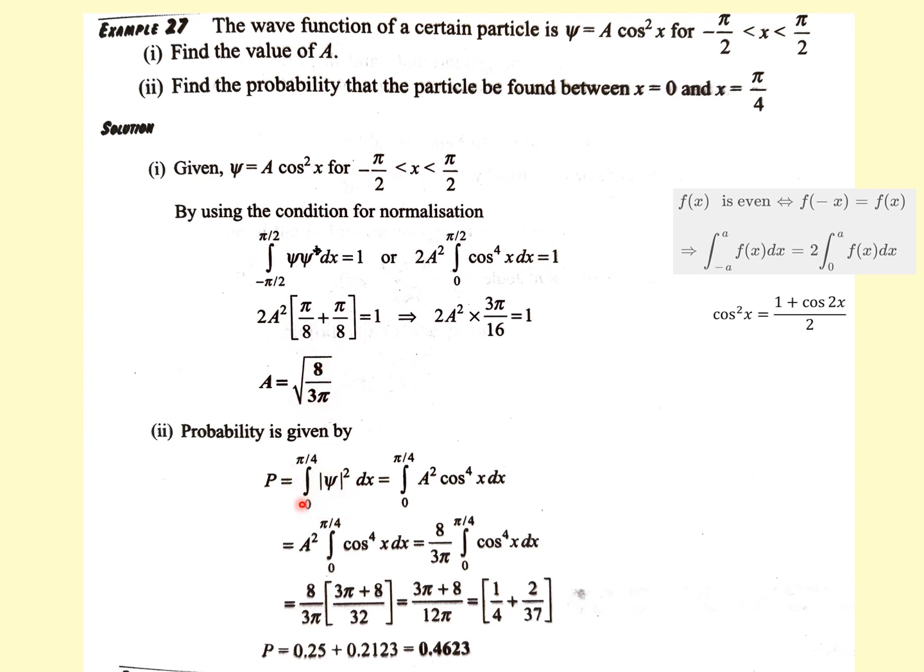And again for the probability, the probability is the integral of psi square dx, and the limit will be 0 to pi by 4. Then we can find out the probability. It will be 0.46, or 46%. So this is how we can find out the normalization coefficient and the probabilities.